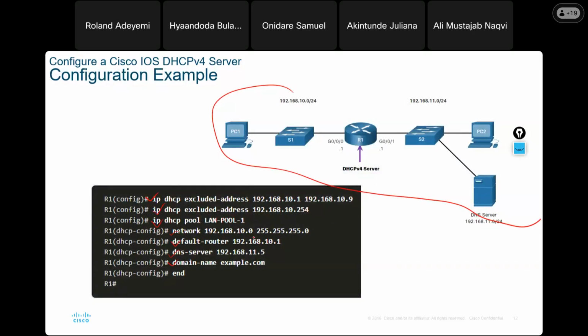So of course you can see the network they are pointing to here is 10.0, this place here. So they are using this router as a DHCP server for this segment. And it can also be used for the other segment if we want. It makes no difference.